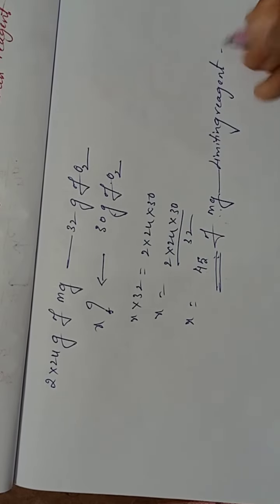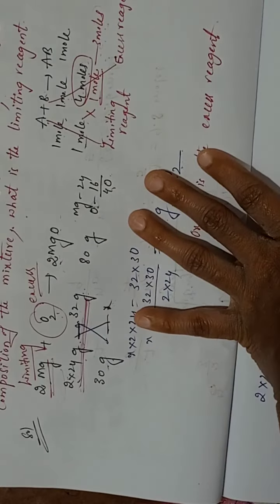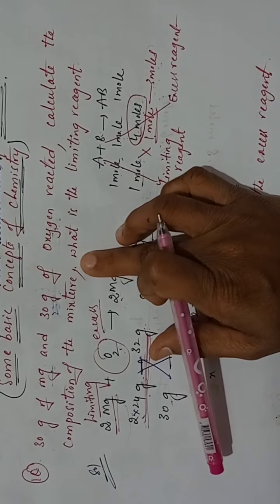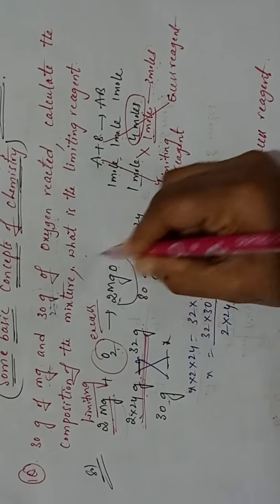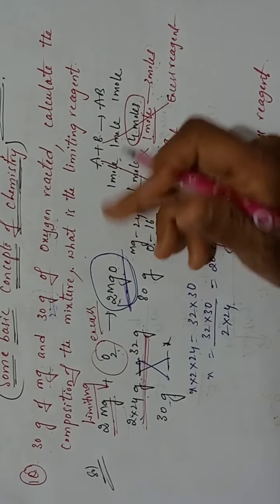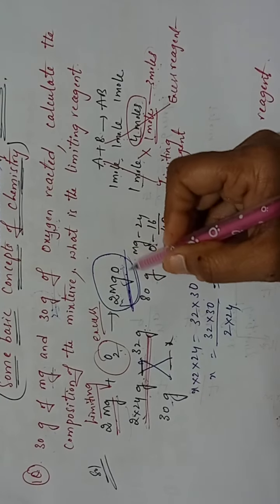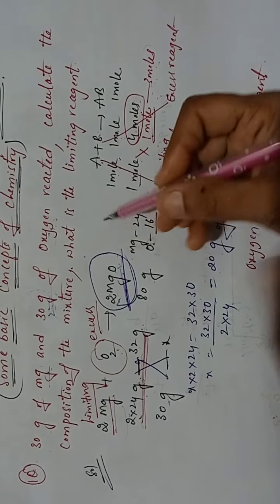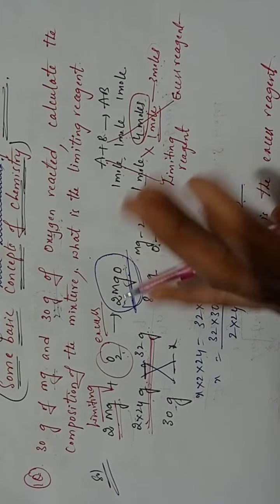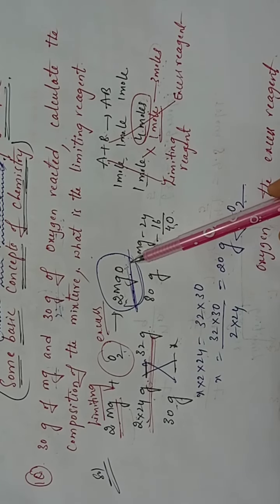Okay, we have calculated the limiting and excess reagent. Now what is the question, students? Calculate the composition of the mixture is asked. So mixture means which one? We have to find the magnesium oxide weight. Are you following? So magnesium oxide in the mixture we have to find, students. Understanding? And composition is nothing but the magnesium and oxygen content. First I am going to calculate the magnesium oxide weight.